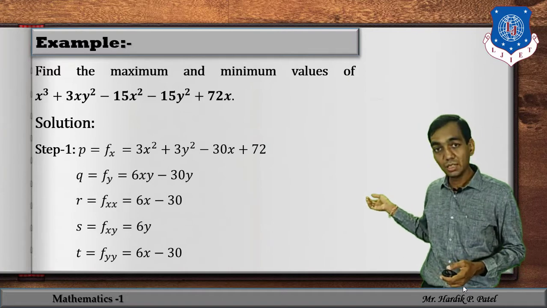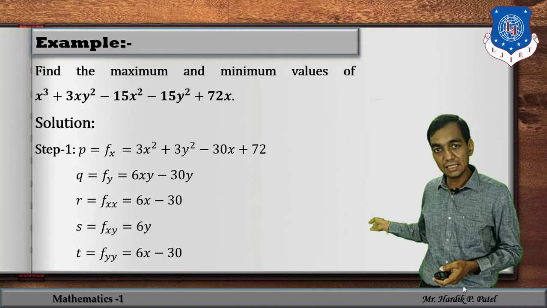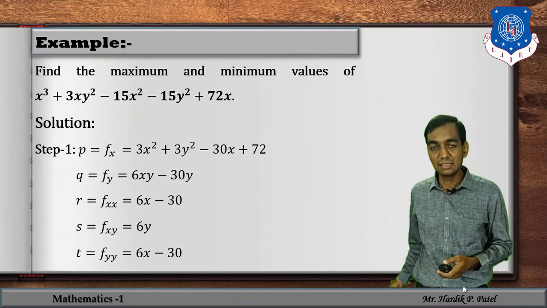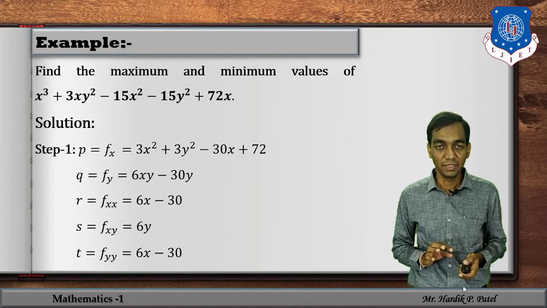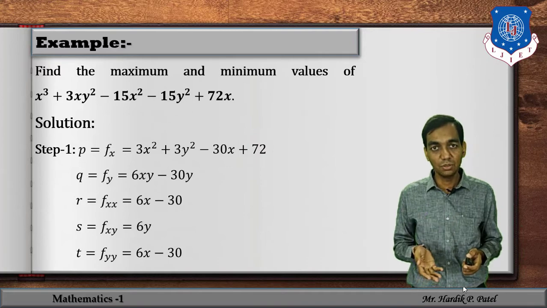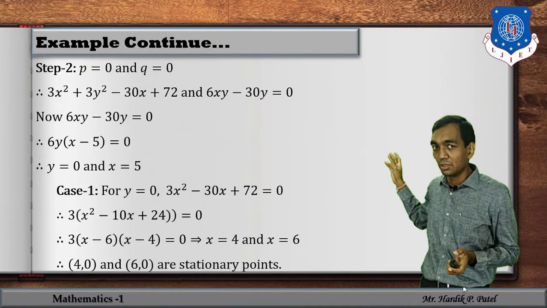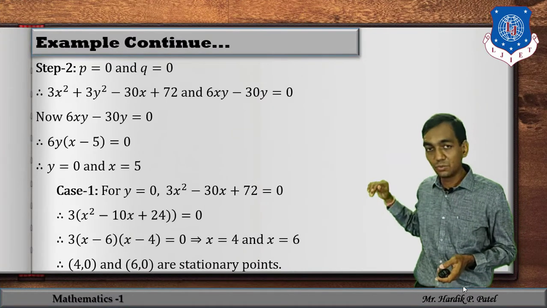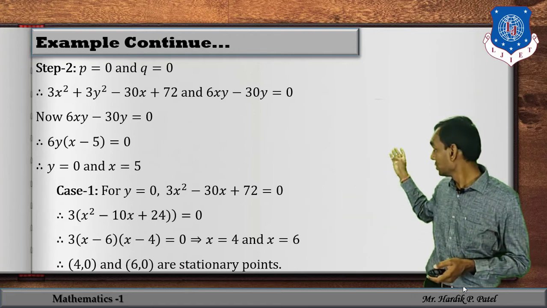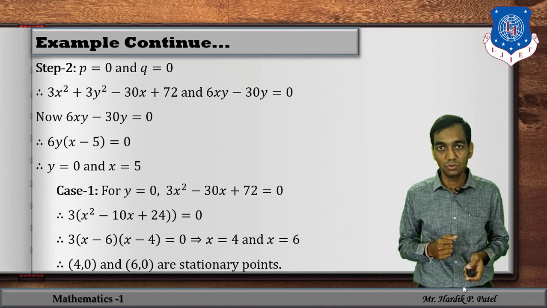In the same manner, Q will be 6xy minus 30y. In the same manner, R is 6x minus 30, S is 6y, and T is 6x minus 30. Now, for extreme value or stationary values, P is equal to 0, Q is equal to 0. So, P is equal to 0 will give you 3x square plus 3y square minus 30x plus 72 is equal to 0, and Q is equal to 0 will give you 6xy minus 30y is equal to 0.